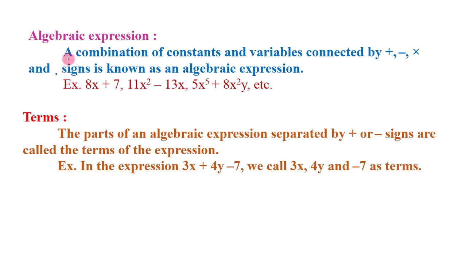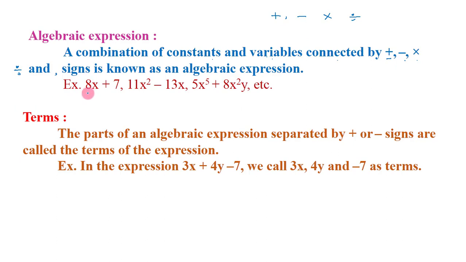Now let us discuss the algebraic expression. A combination of constants and variables connected by the four fundamental operations, plus, minus, multiplication and division signs, is known as an algebraic expression. In maths, we have four fundamental operations: addition, subtraction, multiplication and division. By using these four fundamental operations on variables and constants, we get an algebraic expression.